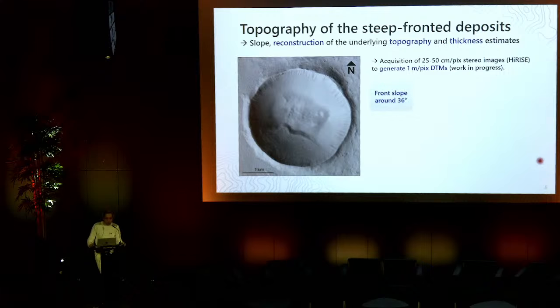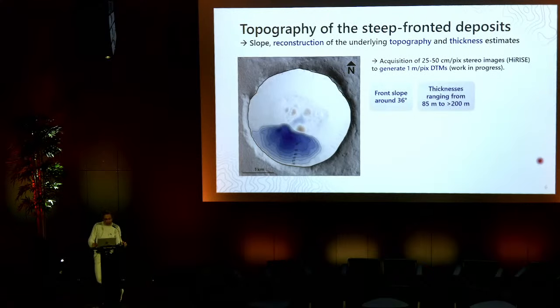We measured the slope of the steep front, which is around 36 degrees. This value is quite interesting because it's slightly higher than the angle of repose of granular material. So this can tell us that the material from which the deposit is made is a little bit cohesive. That is consistent with the presence of water ice.